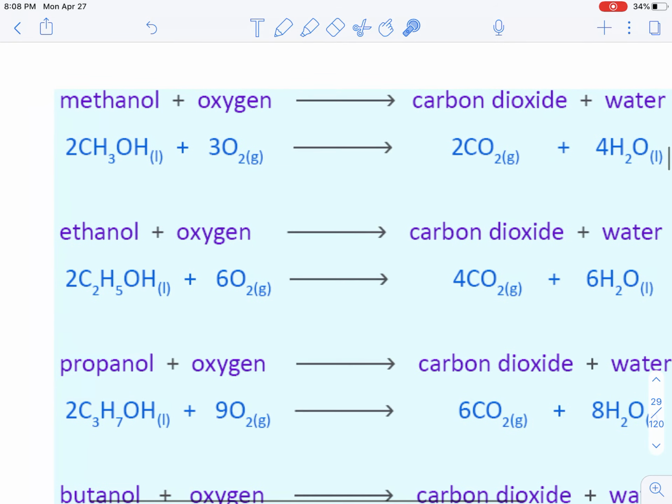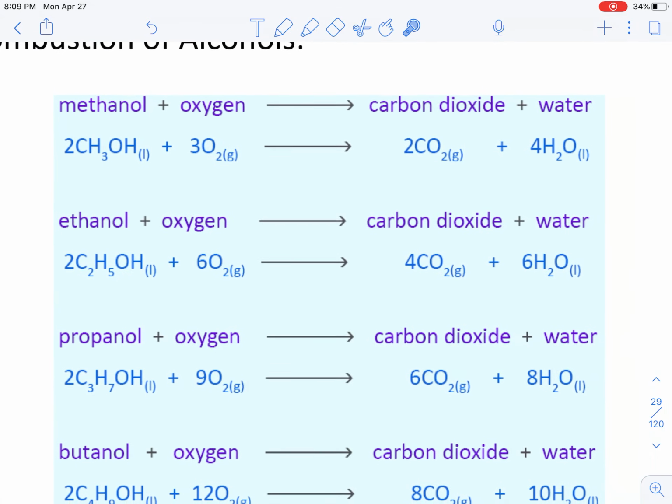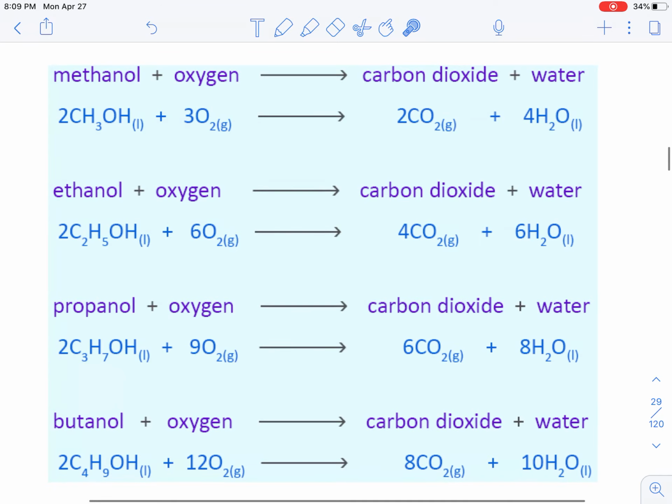The only difference between each of these chemical reactions that you're seeing is the stoichiometry between the reactants and the products. The basis of a combustion reaction is some type of hydrocarbon reacting with oxygen to produce CO2 and H2O. The rest, all you have to do is balance the entire chemical equation.